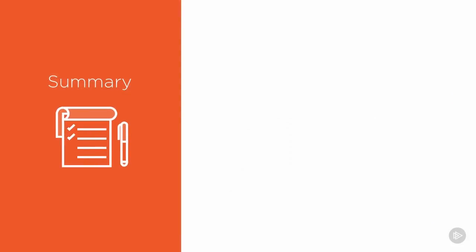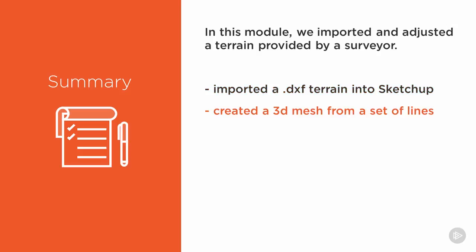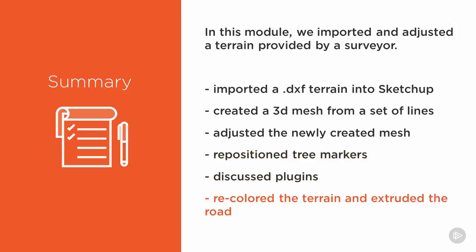All right, so in this module, we imported and adjusted the terrain provided by a surveyor. In particular, we imported a .dxf terrain into SketchUp. We created a 3D mesh from a set of lines in that terrain. We adjusted the newly created mesh around the corners and repositioned the tree markers provided by the surveyor. We discussed plugins, and we recolored the terrain and extruded the road. In the next module, we will be covering components.